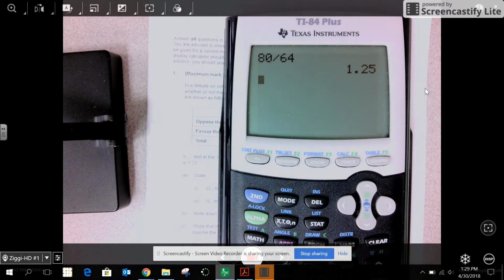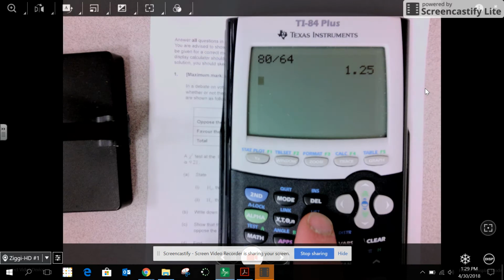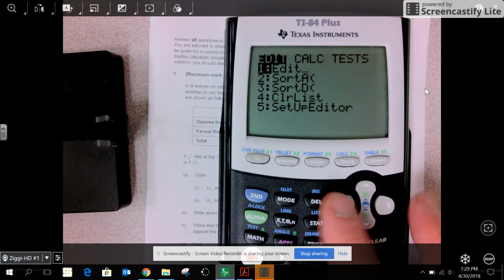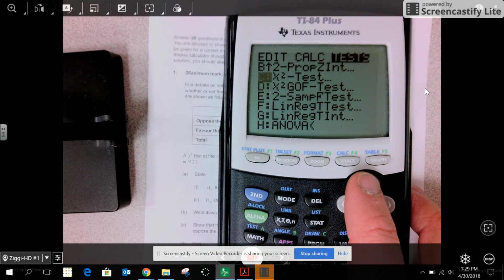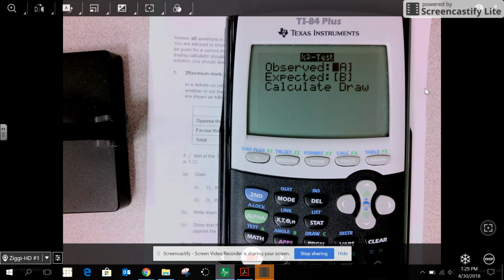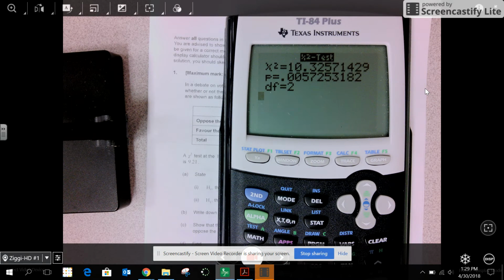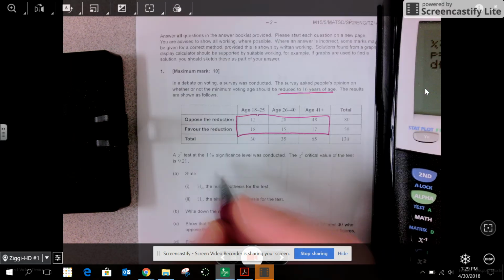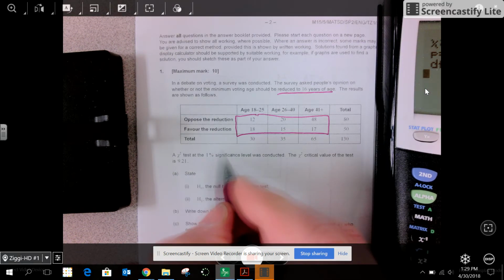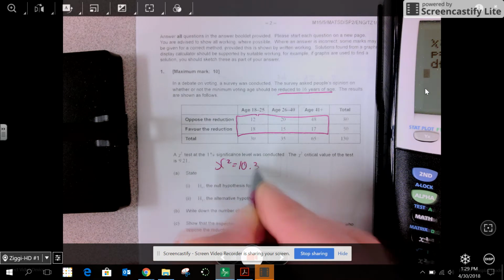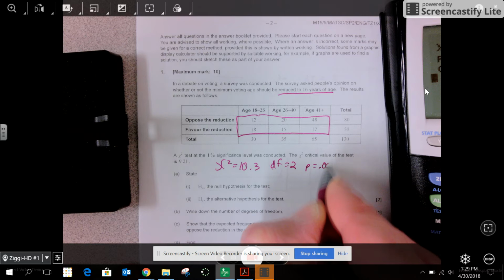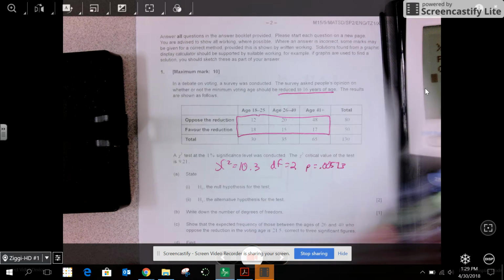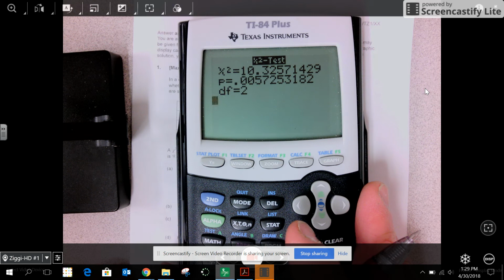And I want to run a chi-squared test. So stat, test, chi-squared. I'm going to put the expected values in B. I'm going to write down everything that I did. So I'm going to calculate the chi-squared is 10.3. Degrees of freedom equals 2. P equals 0.00573. So those are my possible data values.